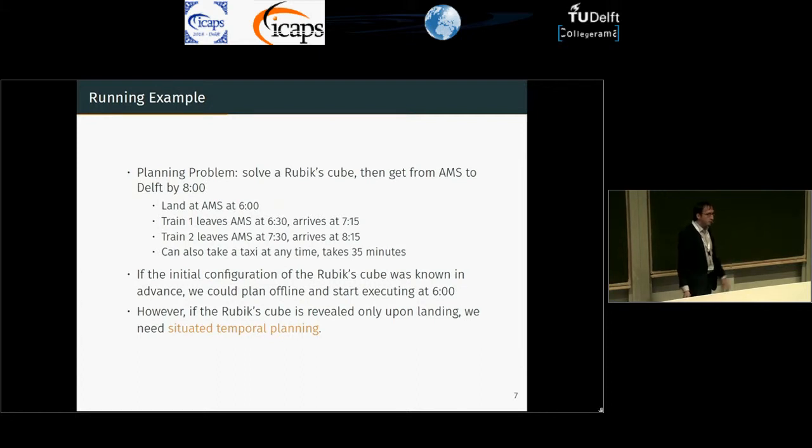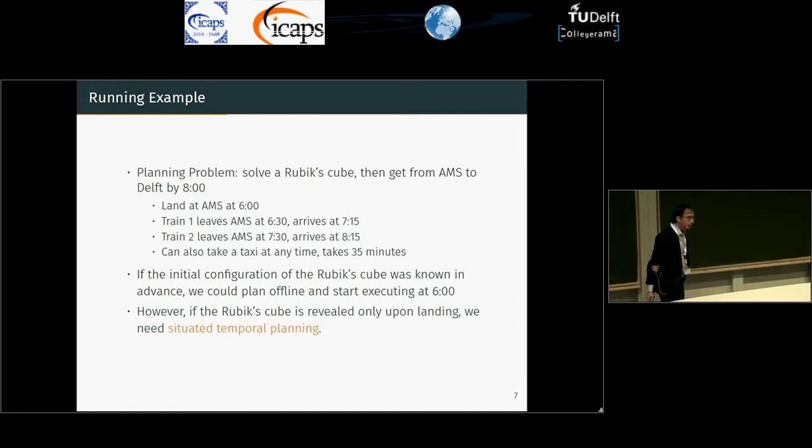So my running example, say we land at Schiphol Airport at 6 o'clock in the morning, and we have a new border security test where we have to solve a Rubik's Cube before being able to clear immigration and enter the country. So let's say we land at 6, we then have to solve a Rubik's Cube, and then we have to get to Delft. And we have a few options. We can get a train which leaves at 6:30, we can get a train which leaves at 7:30, or we can get a taxi at any time. It takes about 35 minutes.